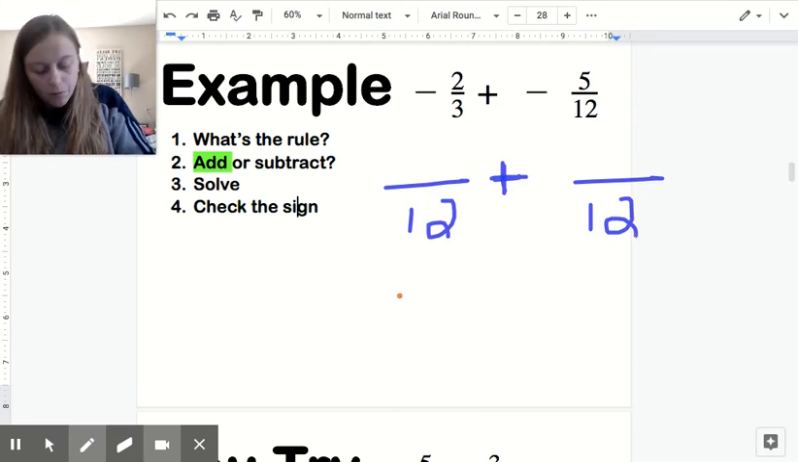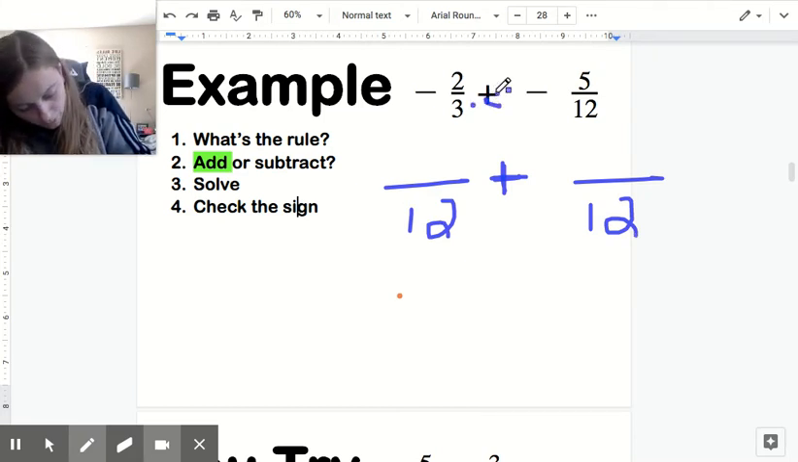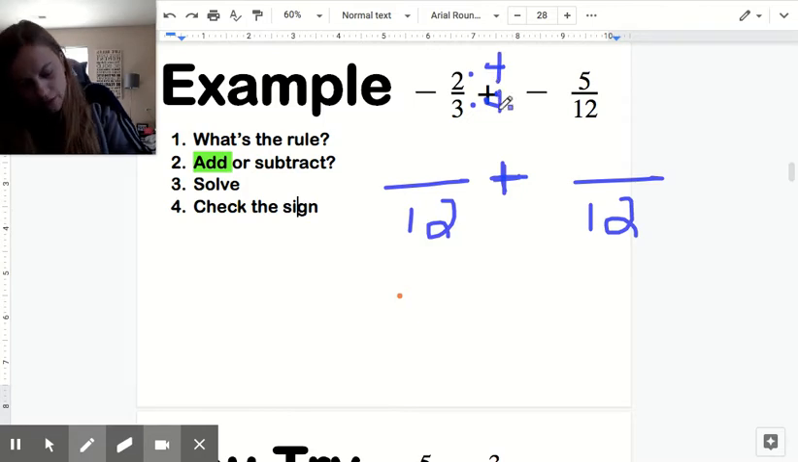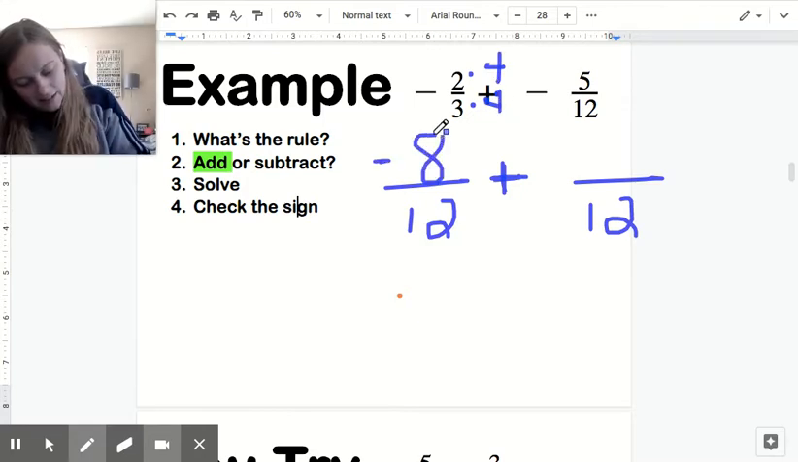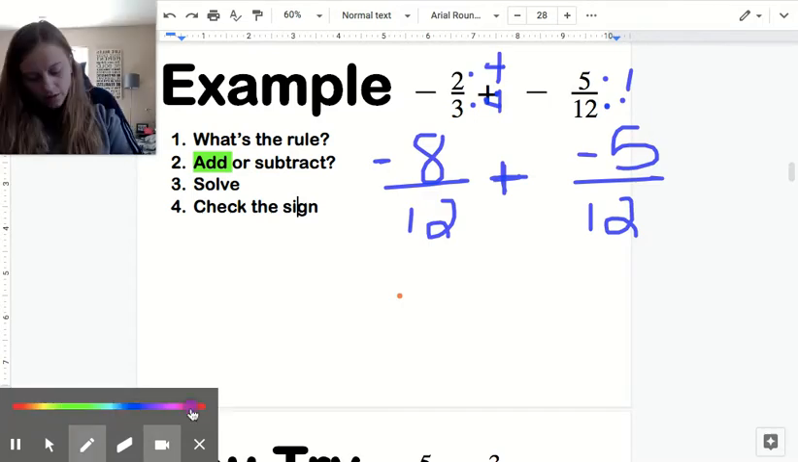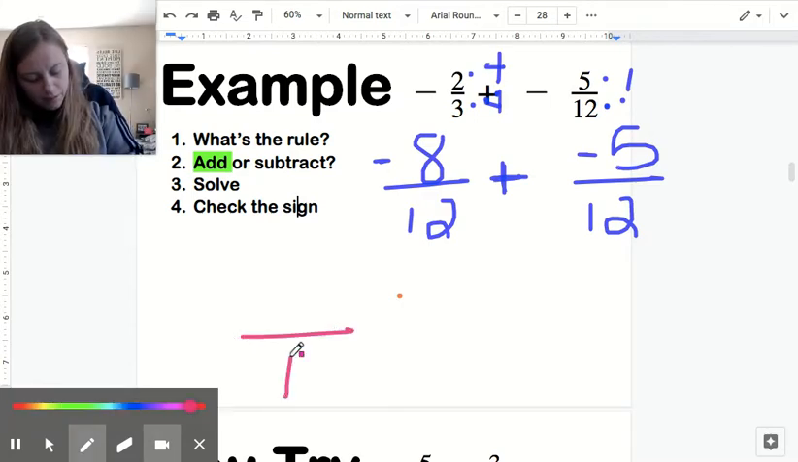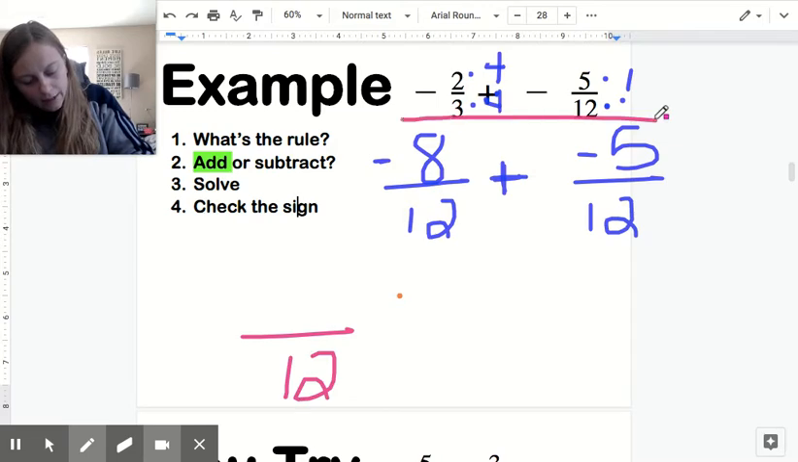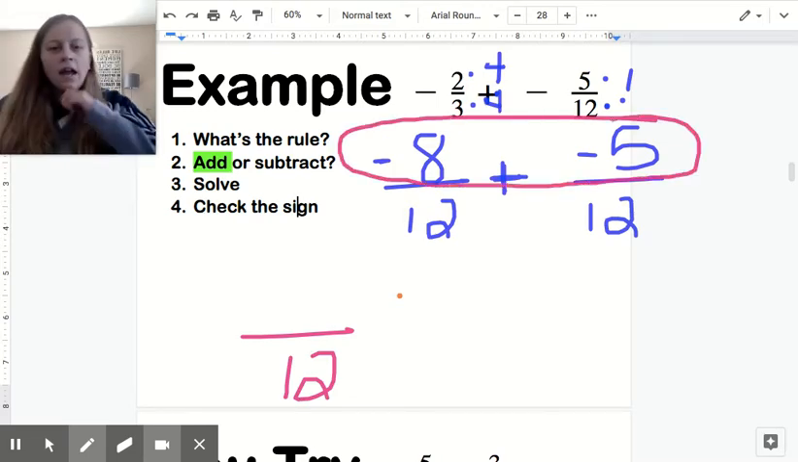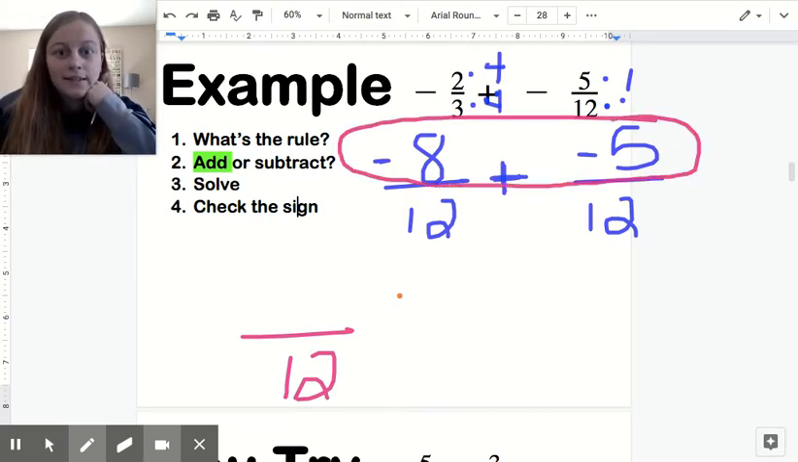Well, to get from 3 to 12, I multiplied by 4, so I've got to do that to the top as well, giving me negative 8 on the top. Here I just times it by 1, so I'm just going to times it by 1 again, giving me negative 5. With fractions, all we do is keep the same bottom, so my bottom is going to be 12. And now I can look up at the top, and my new problem is just negative 8 plus negative 5.